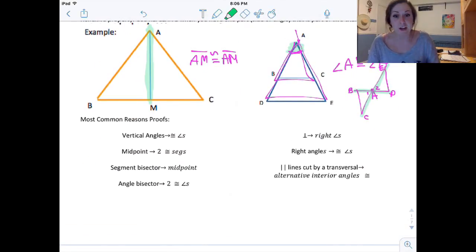Common reasons in triangle proofs, these are really the ones you're going to see that we use the most often. Other ones often you can phrase in your own words if you need to, as long as you're sure that you're thorough.